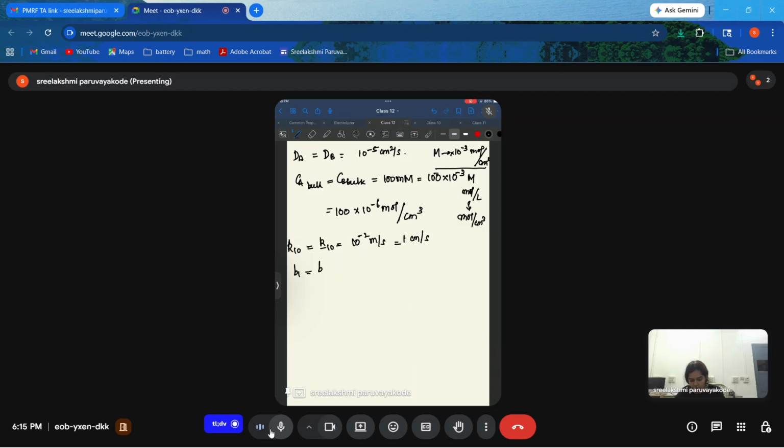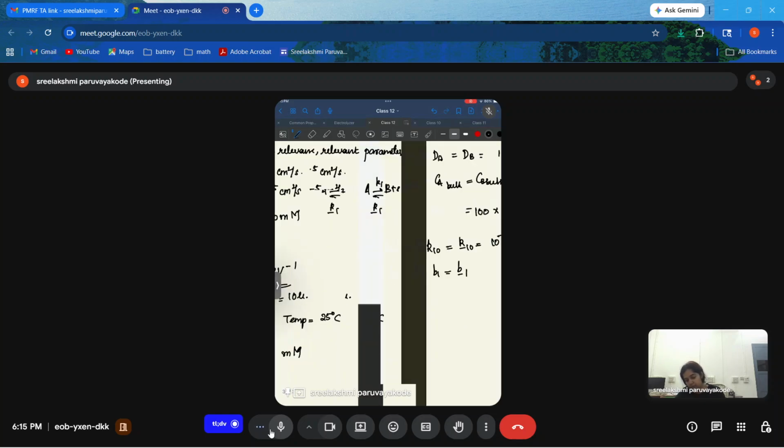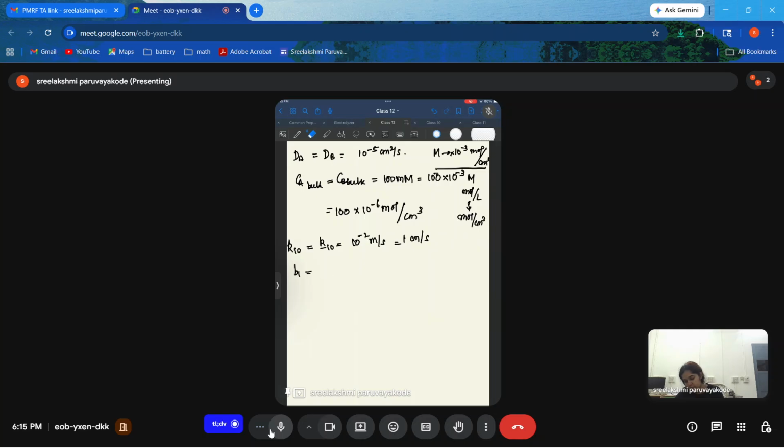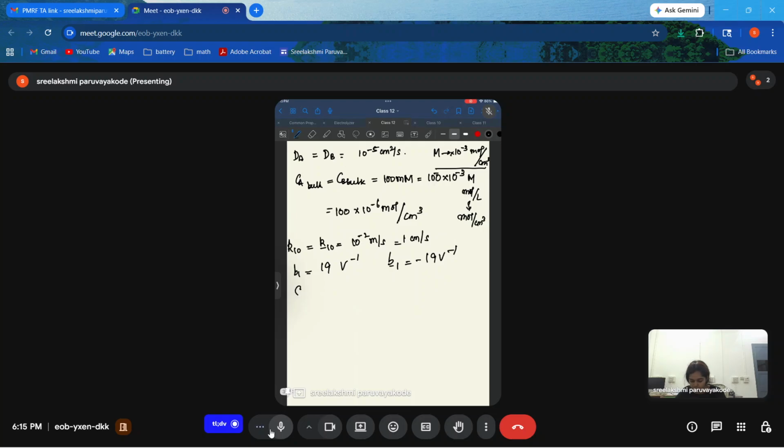B1 and B minus 1, what is the value out of this? The value is going to be 19 and minus 19. Be careful, I could have made a mistake there. B minus 1 is minus 19 volts. Now you have delta, which is 10 micrometer. This boundary layer thickness, 10 micron, is 10 into 10 to the power minus 4 centimeter, equal to 10 to the power minus 3 centimeter.